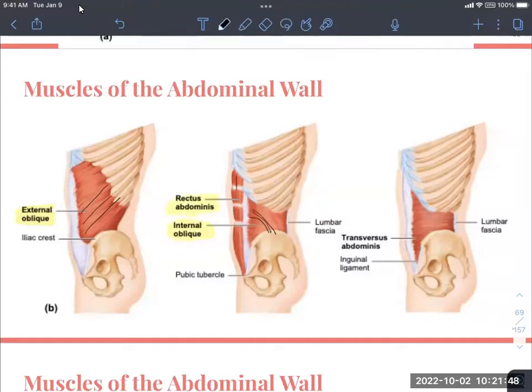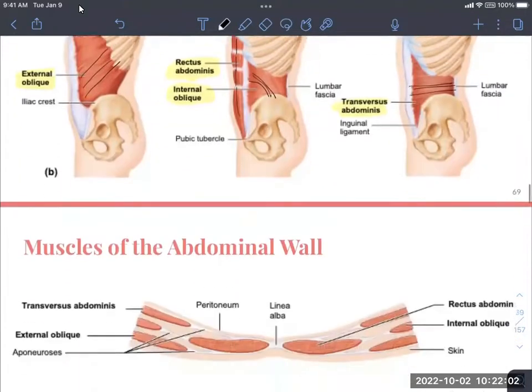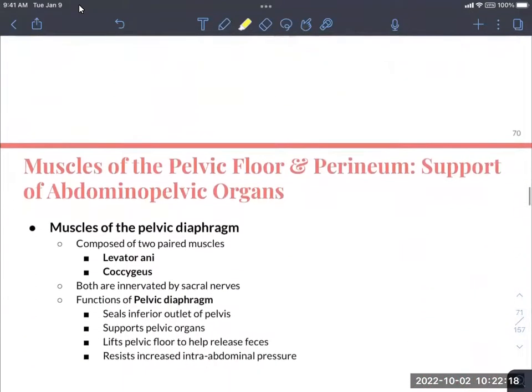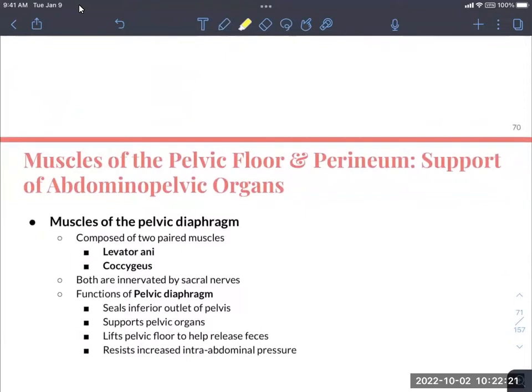Rectus, they are straight up and down. They form those 6 or 8-pack muscles. Transverse abdominis. Transverse, that's going to go straight side, parallel. So this is just another view to see how they're all different layers. You get your rectus abdominis, your internal obliques, your external obliques, and your transverse abdominis. There's lots of different layers that make all of this up.